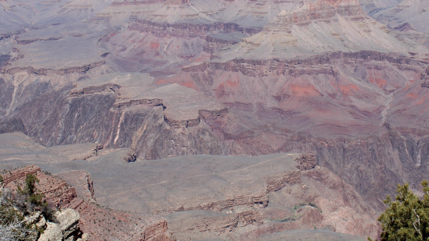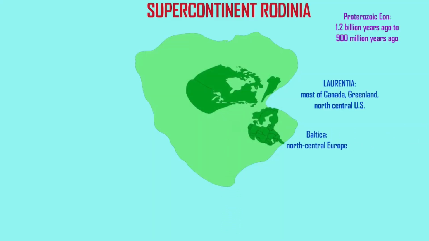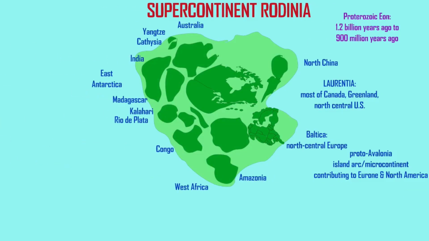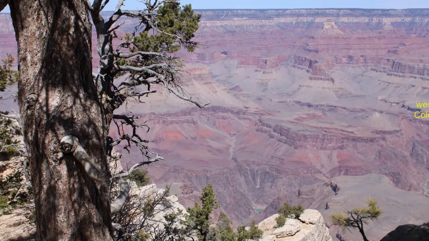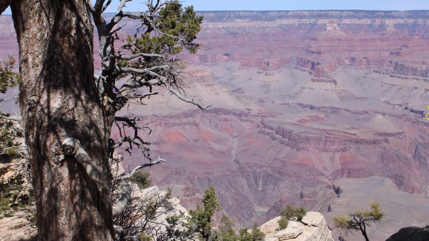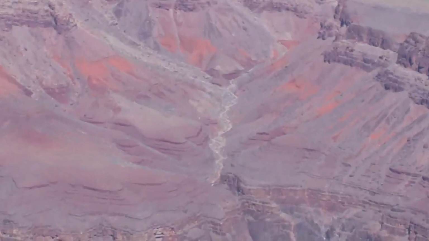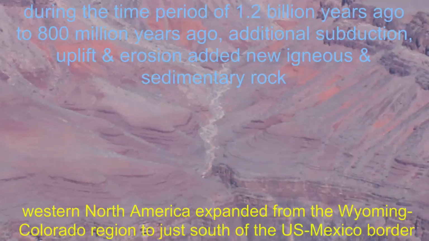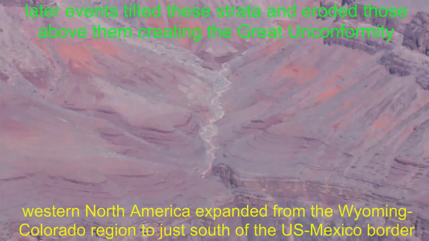darker metamorphic rocks. During the time period of about 1.2 billion years ago to 800 million years ago, there was additional subduction of material under the western North American region. There was uplift and erosion, which created a complex mix of new igneous and sedimentary rock. Western North America expanded from its former border in the Wyoming-Colorado region to just south of the U.S.-Mexican border.